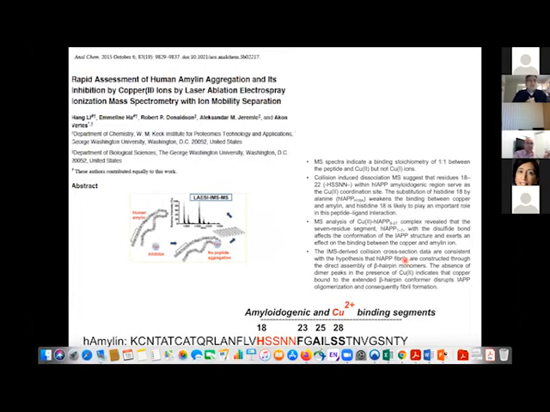Due to the time constraints, unfortunately, I will not have enough time to dwell too much on how mass spec can help us in understanding copper-amylin interactions, except to highlight the main findings that we were able to publish in collaboration with Dr. Werthe's group, who are experts in mass spectroscopy.